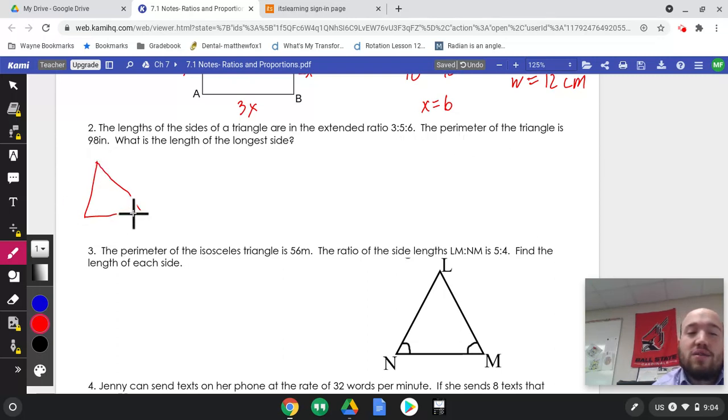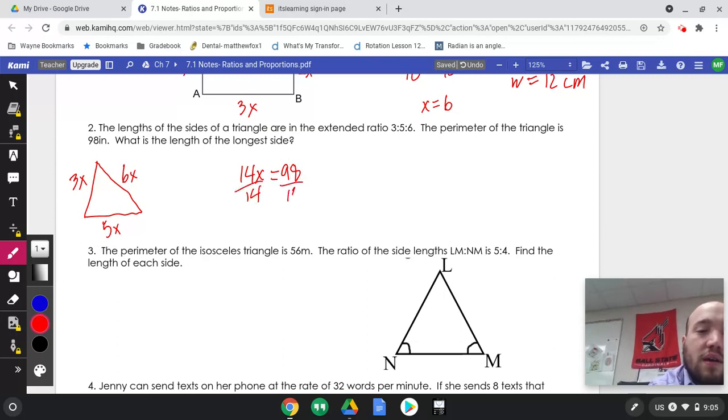So once again, if we add these three up, we'll get 98. I'm not saying it's 3 inches, 5 inches, and 6 inches. That's the ratio. So we can use our same exact method from the last one: 3x, 5x, and 6x. Now all we have to do is add those together, and we know it will equal 98. So 3 plus 6 is 9, plus 5 gives us 14. So I have 14x equals 98. We divide by 14.